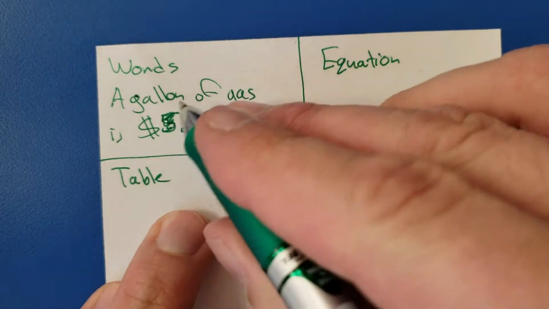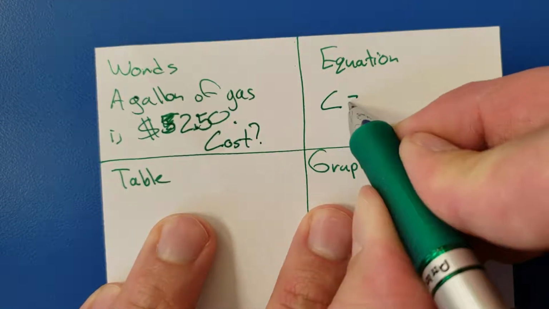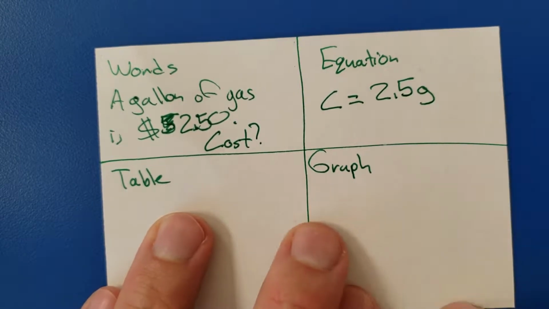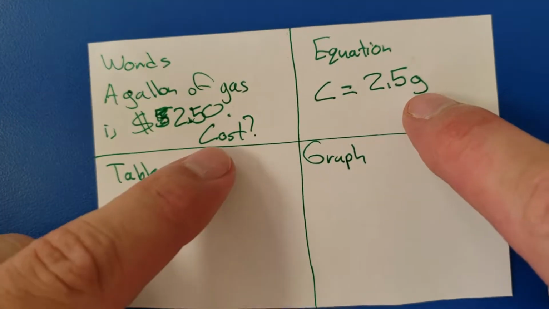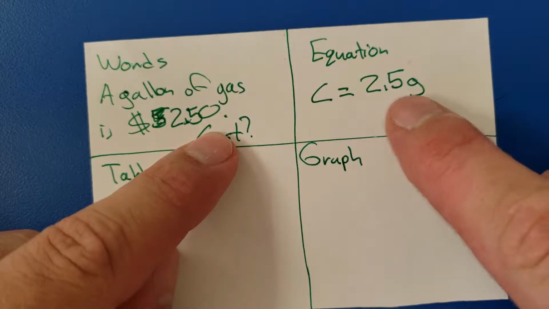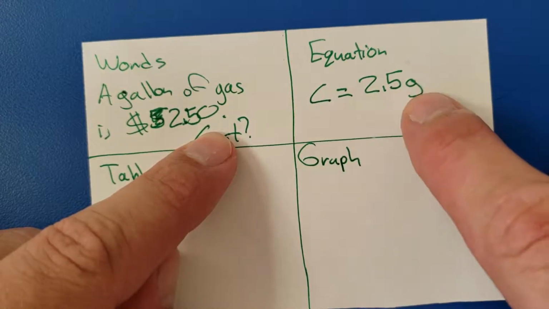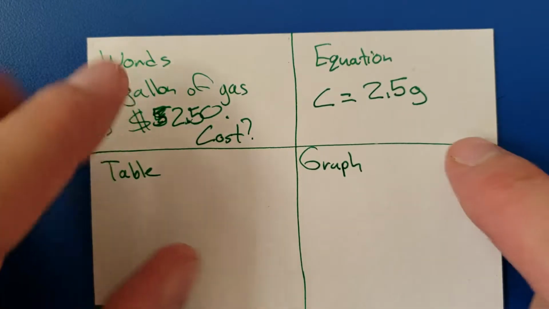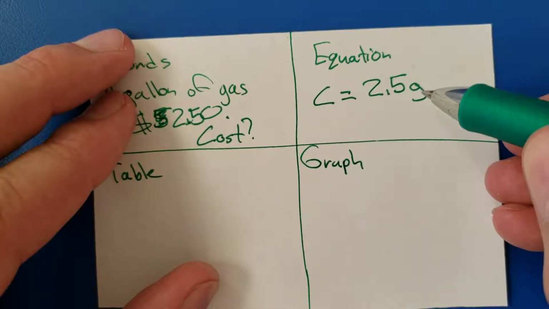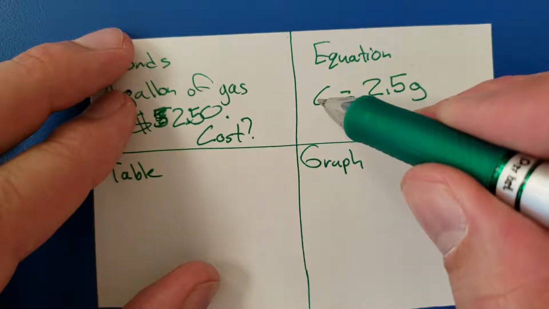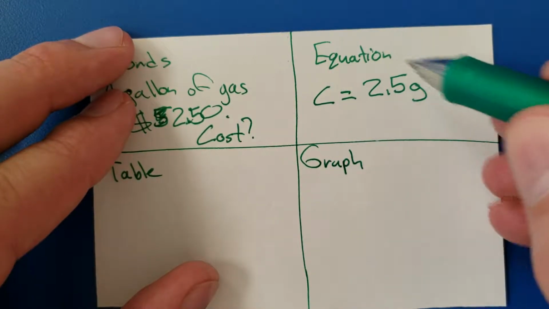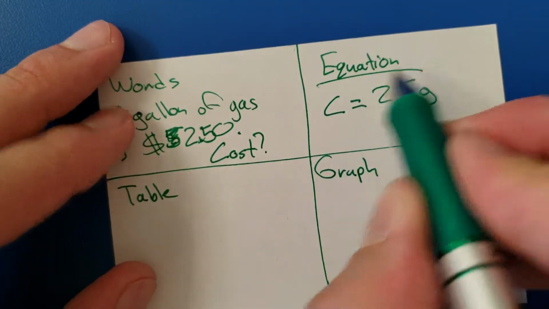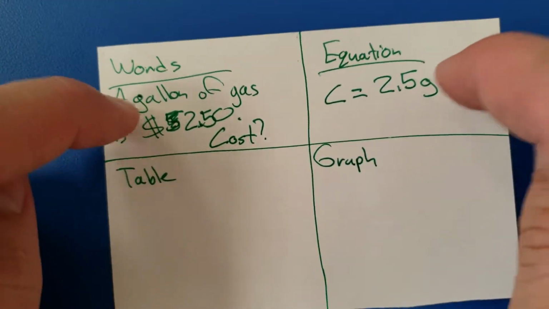I'm going to say the equation of this math situation is the cost is going to equal $2.50 per G. These are talking about the same thing. The cost depends on how many gallons you put into your car. In the future we'll talk about independent and dependent variables, but that's just some future talk. So these two are describing the same situation.